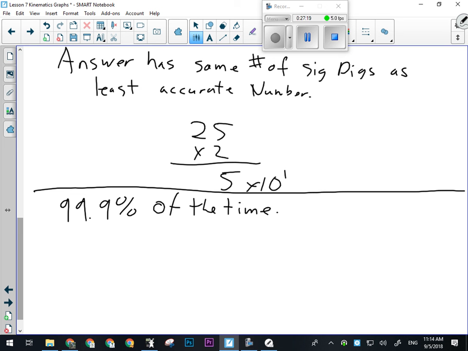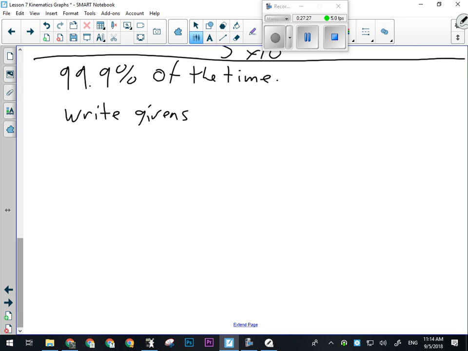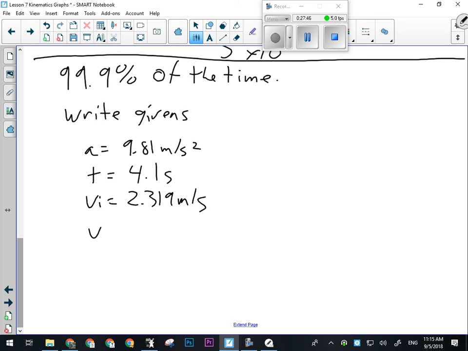What I usually have people do is just write down their givens. So let's say I had a question that gave me the following givens. Acceleration was 9.81 meters per second squared. Time was 4.1 seconds. VI was 2.319 meters per second, and I'm looking for VF.